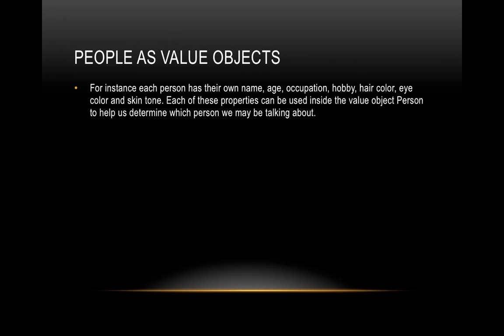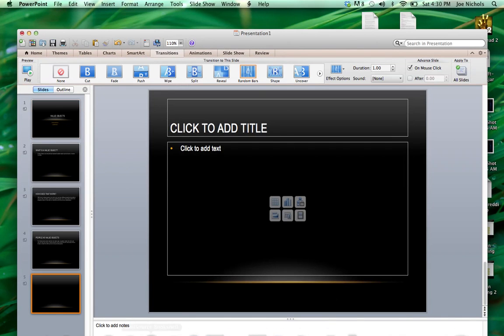Just as an example, people can be value objects. For instance, each person has their own name, age, occupation, hobby, hair color, eye color, and skin tone. Each of these properties can be used inside the value object person to help us determine which person we may be talking about.